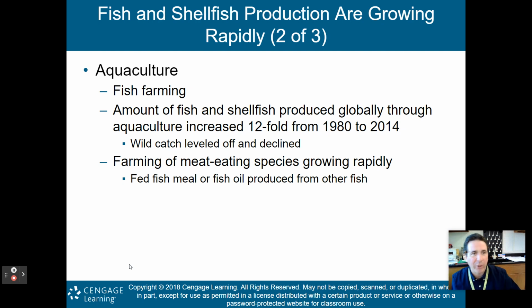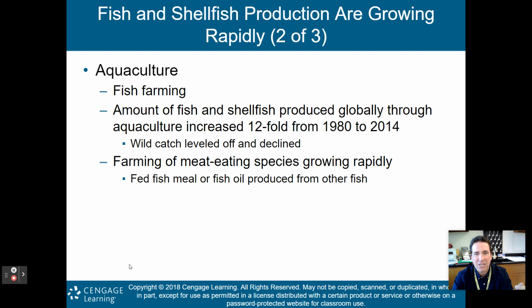What is aquaculture? Well, it's basically fish farming, right? So we talked about real farming, then we talked about the meat production in those industrialized meat plants. This is basically industrialized fish production in fish plants. They are just under the water, right? They're called aquaculture. The amount of fish and shellfish produced globally through aquaculture increased 12-fold from 1980 to 2014 as the wild catch leveled off and declined. Basically, we can't find any more of these wild fish because we've depleted all our fisheries, so we've decided to grow them in these fish farms that we call aquaculture.